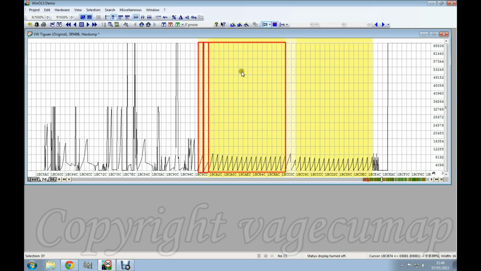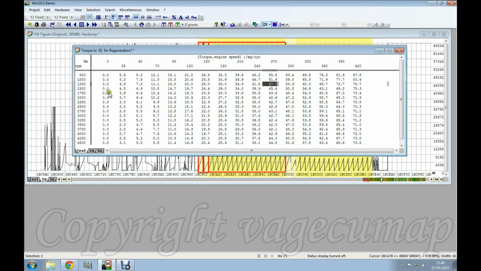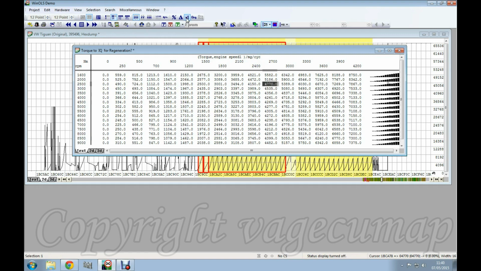Now again, these are very often found by WinOLS, so it's quite possible that this will be found by WinOLS with a little box around it saying that this is a potential map. Now if I just double click this one, what we've got then is engine speed down the side. Again, if we look at it in its original form, you can see it originally ran to 9,000, so quite a high number, so it's almost certainly going to be engine speed.